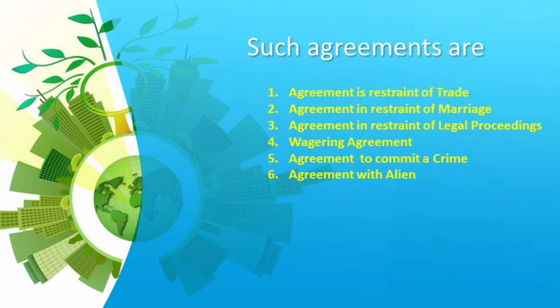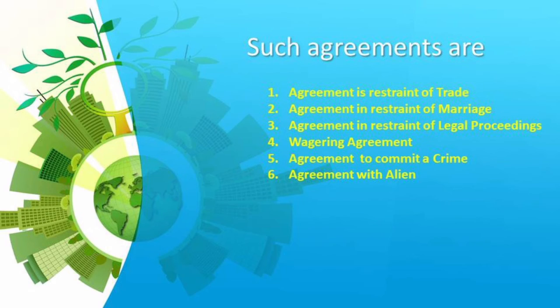Right? Next, agreement with an alien. So let us see what it is. When there is a war between two countries, it is unlawful and against public policy for a person to trade with a subject of the enemy country. So agreements with the enemy country are made unlawful. Then the commercial transactions between the two countries are also put in abeyance. So you cannot enter into an agreement with an alien country where a war is going on between these two countries.